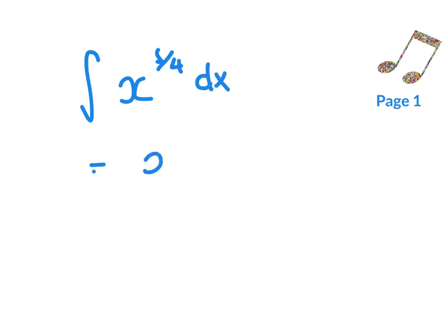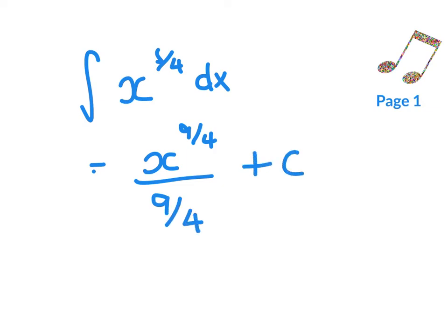And the third example, I have x to the power of 5/4. So I'm going to increase the power by 1. 5/4 plus 4/4 is 9/4. Divide by the new power and add the constant of integration. Now, dividing by a fraction is the same as multiplying by that fraction upside down. So in this case, I'm multiplying by 4/9.